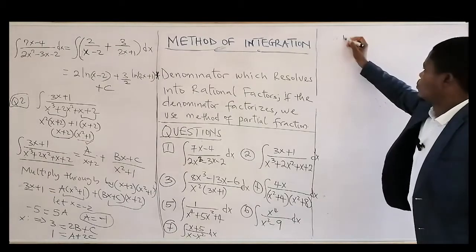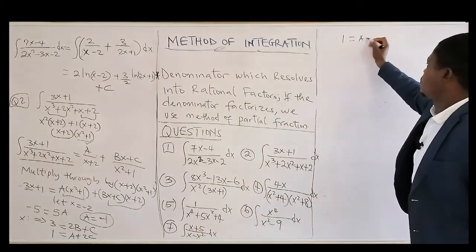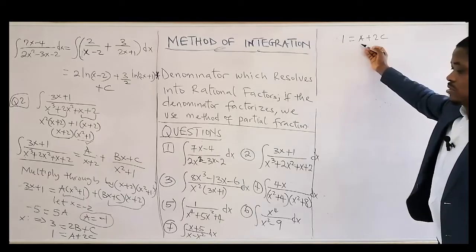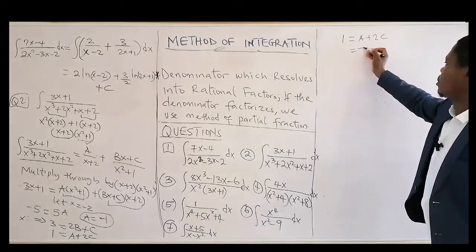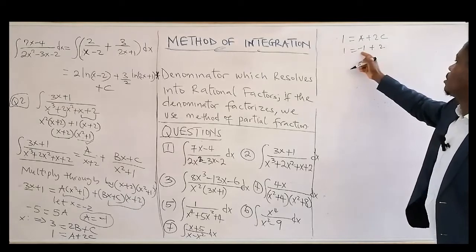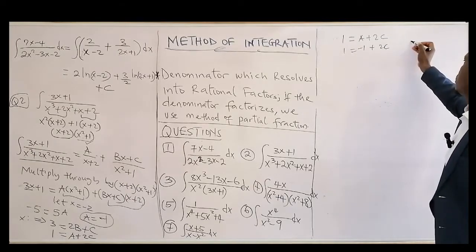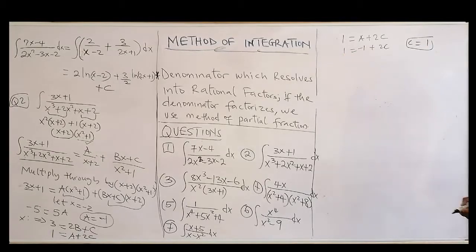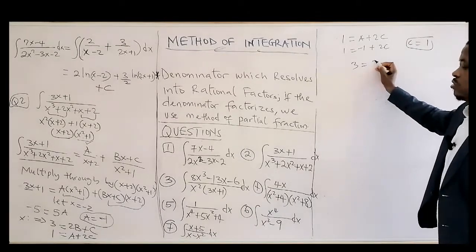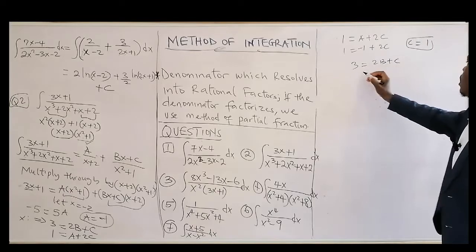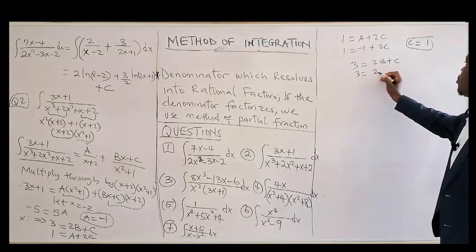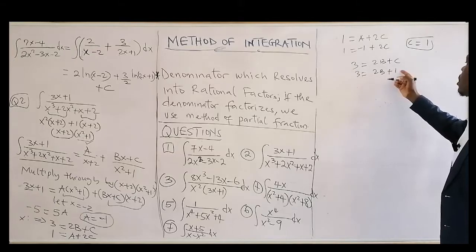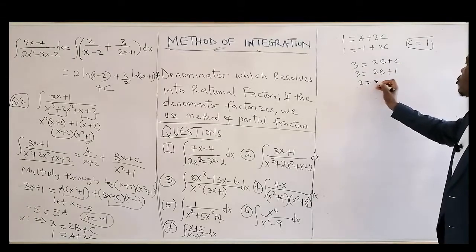So from here, 1 equal to a plus 2c. My a is minus 1, so 1 equal to minus 1 plus 2c. Let this one move to that side. So c is equal to what? C is equal to 1 also. As this one moves to that side, that's 2. So 2 by 2, c is also 1. So let's go to the second equation. 3 equal to 2b plus c. 3 equal to 2b, c is what? Plus 1. I can go to the other side. So I have 2 equal to 2b.